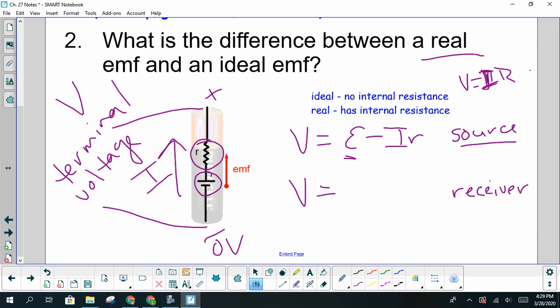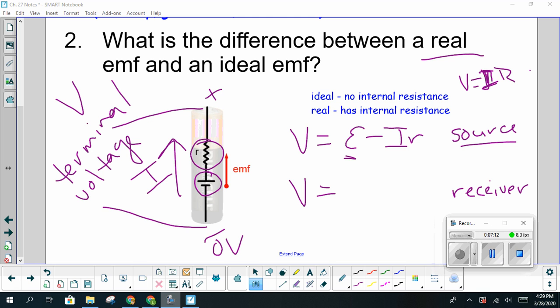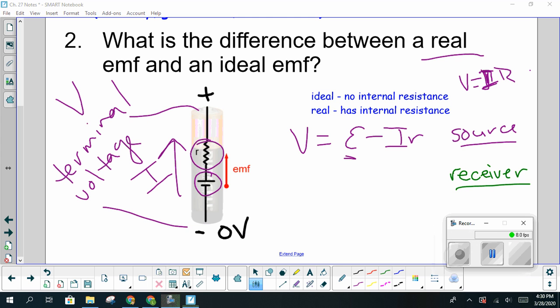Now, if we are going to use this as a receiver, let me pause for just a minute. I'm going to clean up my screen and I'll come right back. Okay, thank you. I'm back.